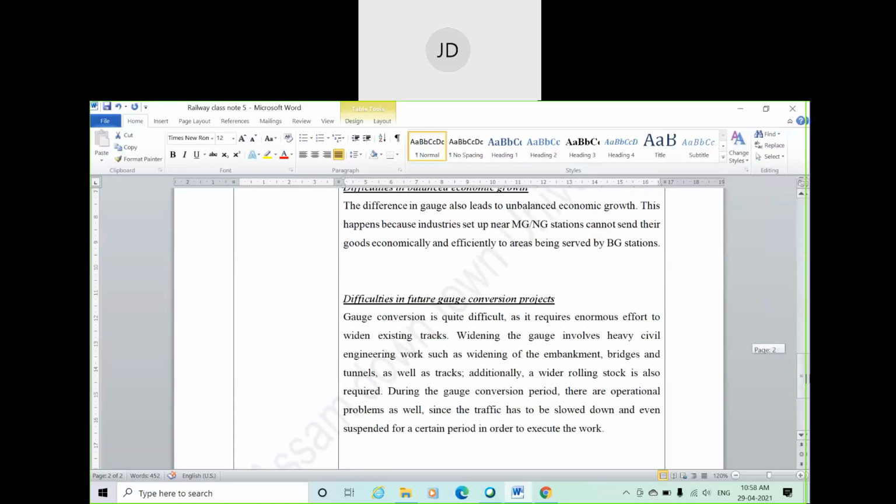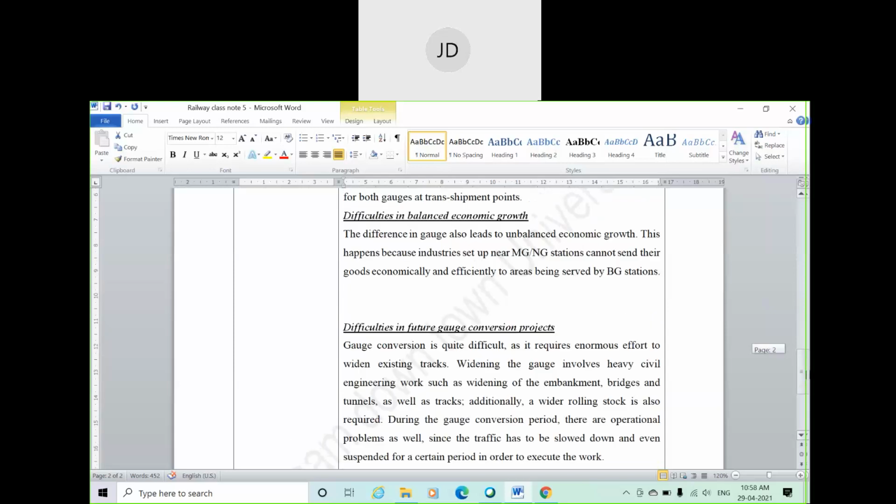Next, difficulties in future gauge conversion process. Even if you want to convert, or replace one gauge with another gauge, it's very expensive. Suppose in a particular area there was a narrow gauge. Narrow gauge, it's smaller one, right? Now if you want to replace the narrow gauge with broad gauge, suppose in the place of narrow gauge you need to provide a broad gauge.